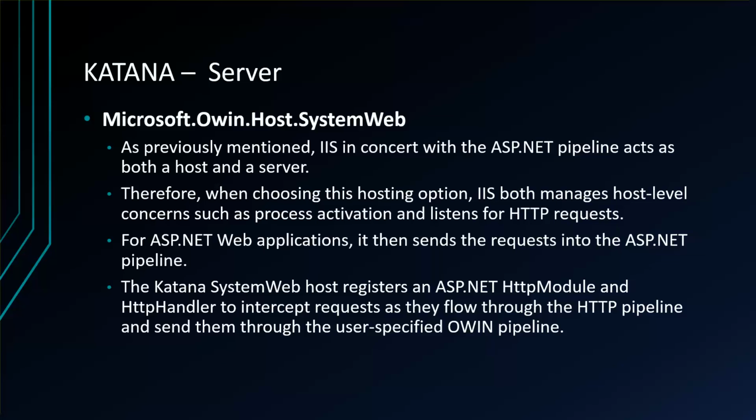So the Katana System.Web host registers an ASP.NET HTTP module and HTTP handler to intercept the requests as they flow through the HTTP pipeline and send them through the user-specified OWIN pipeline. So that means here it works how we configure the middleware. There is no customization over here. As per our configuration, the server executes our pipeline.